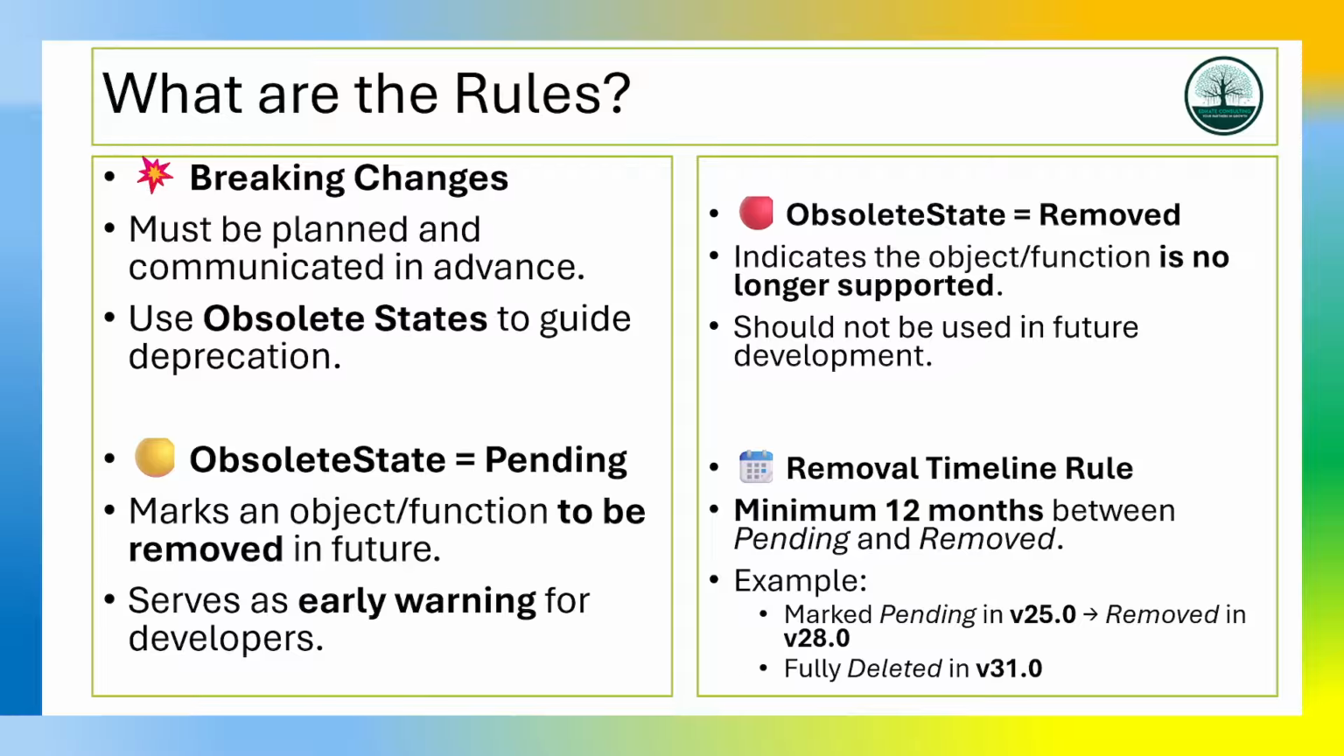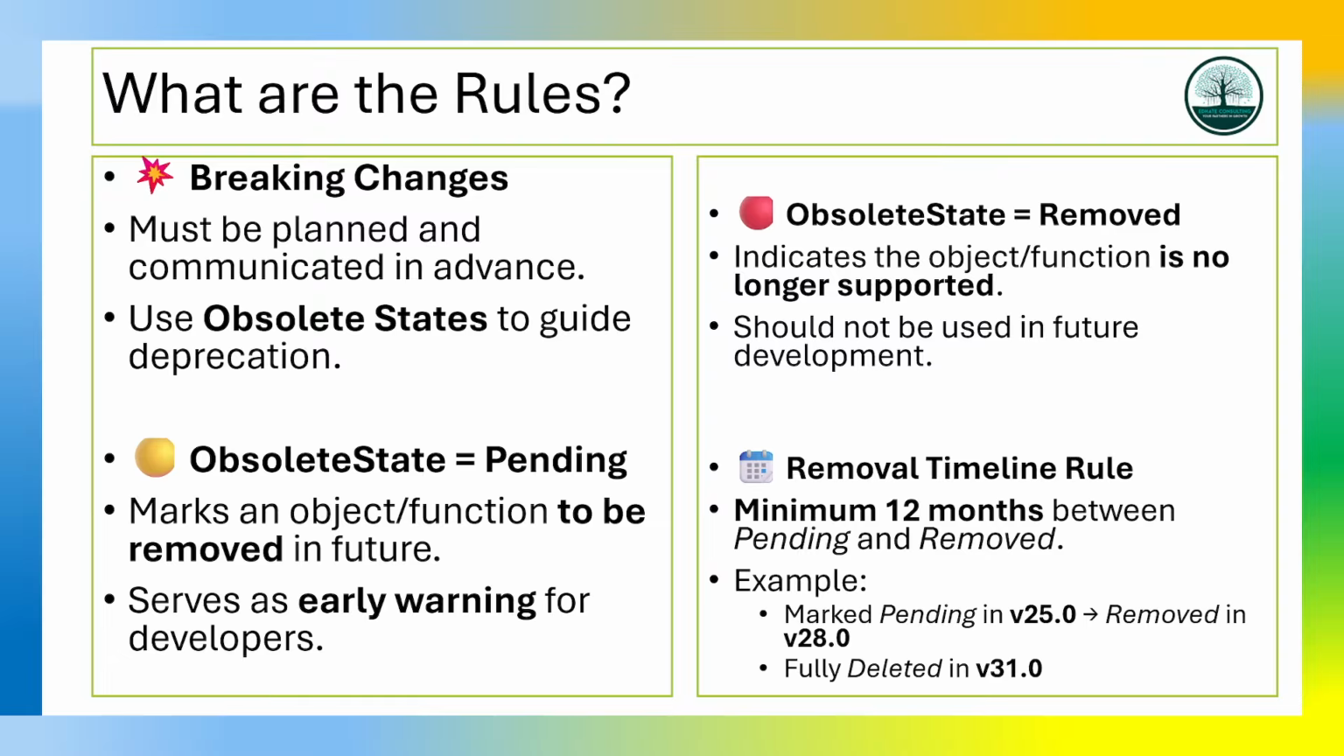So if they want to delete a table or not use a table going forward, what they'll do is mark it as obsolete state pending, and then 12 months from that date, they will mark that as obsolete state removed. Now 12 months is the minimum. You as an app developer can take longer if needed to announce this as a removal at a later stage. For example, if you're marking something as pending on version 25.0, then you can earliest mark it as obsolete state removed in version 28.